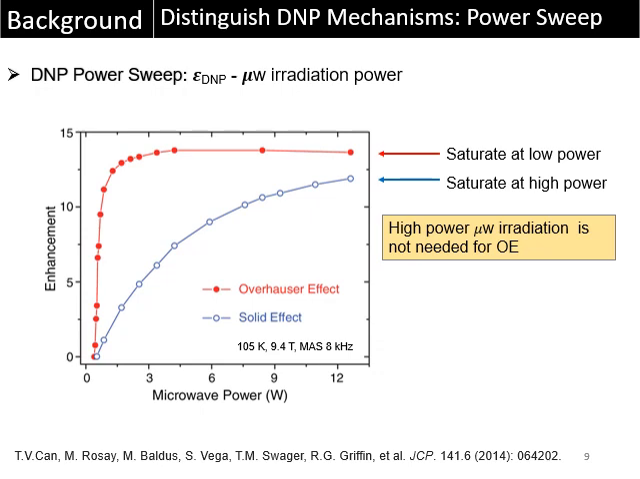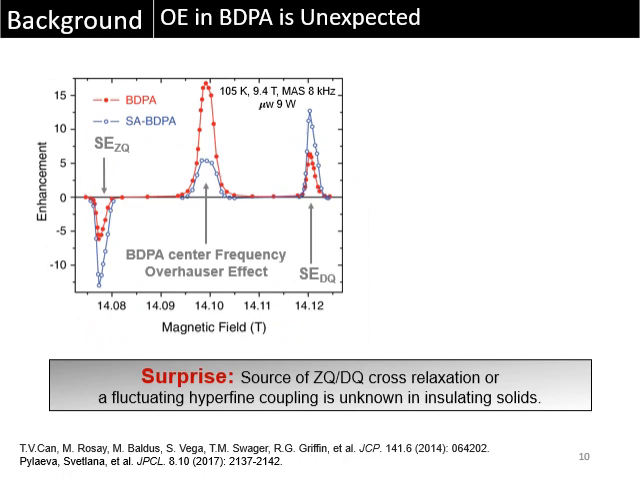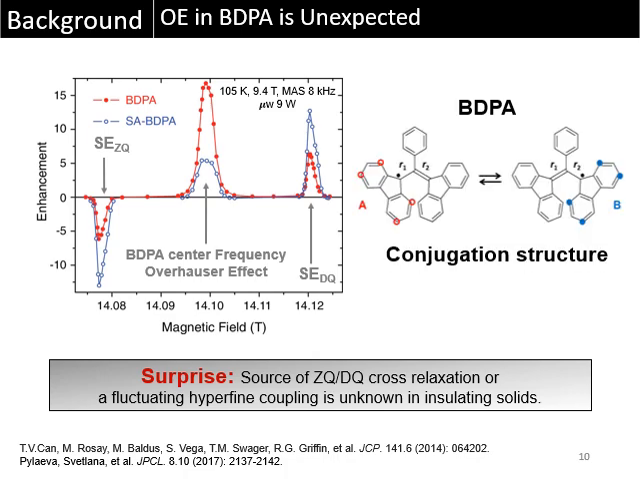However, this Overhauser effect plus solid effect observation is very surprising, because conventionally the Overhauser effect is only known to exist in the liquid state or in conducting solids, not in insulating solids. Because the Overhauser effect requires electron-nuclear cross relaxation or a fluctuating hyperfine coupling, which is normally not known in insulating solids. One explanation of the Overhauser effect in BDPA is that BDPA has a special conjugation structure, and this can act as a source of fluctuating hyperfine coupling.